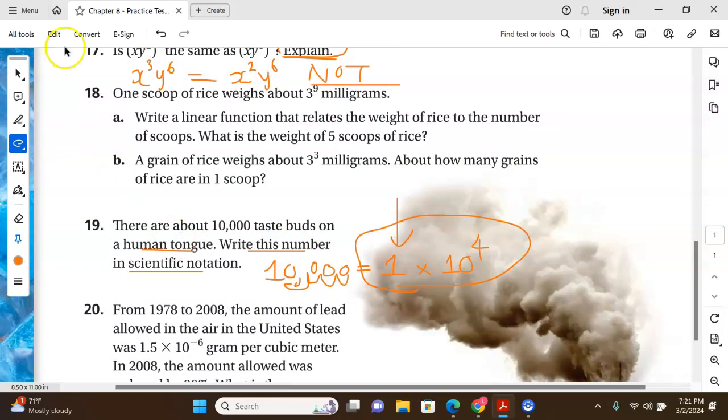Okay, I think number 18 definitely is a good problem because now we have to review back to a linear function. Remember, it is y equals mx plus b. Recall y equals mx plus b. Your slope here is going to be the weight per scoop. All right, that's a hint.